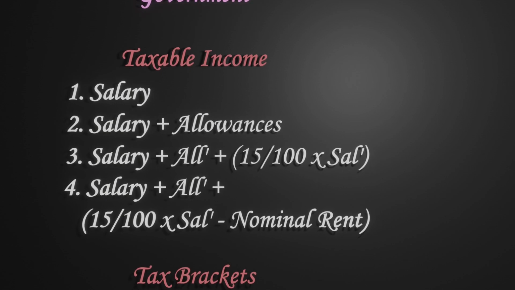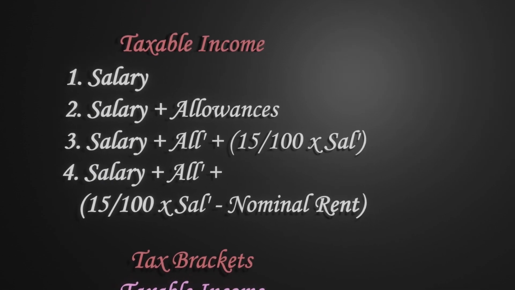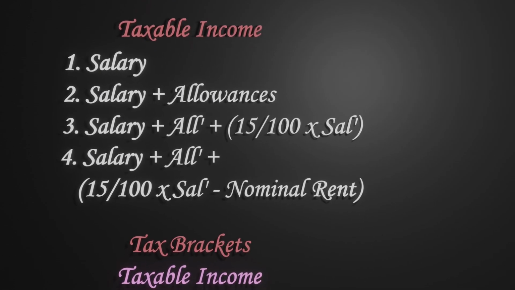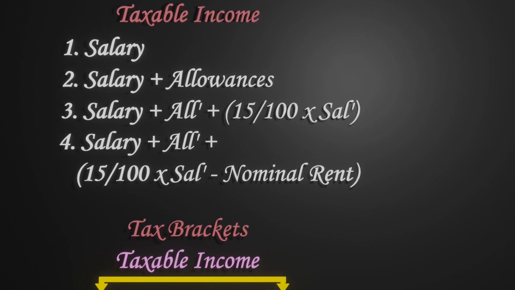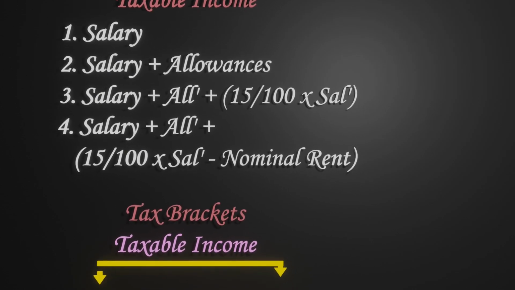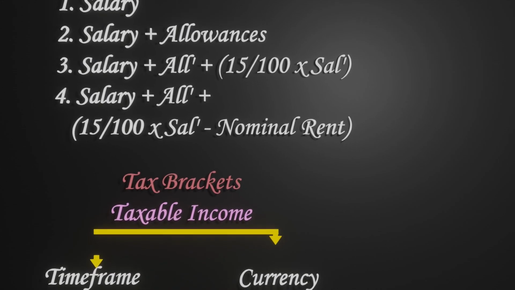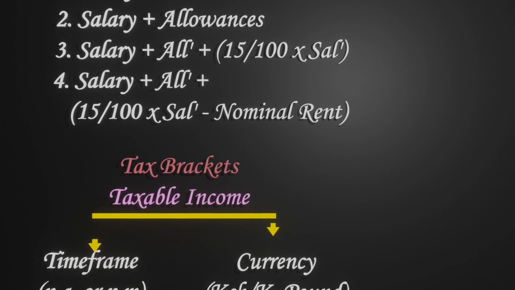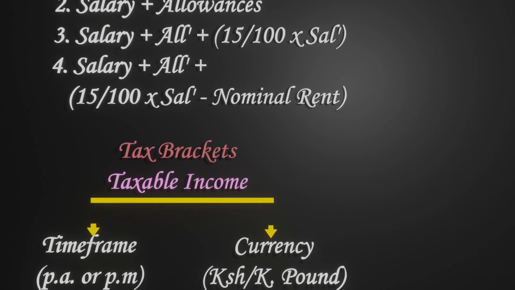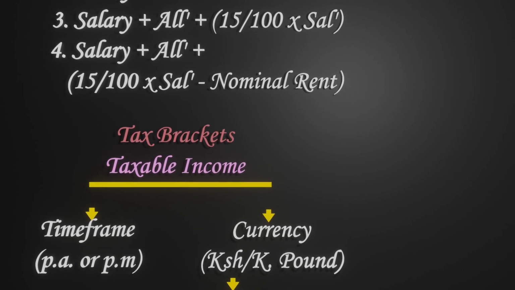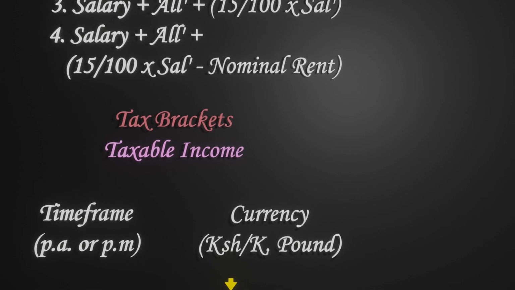After that, the government will go to the tax brackets to be able to calculate the tax. And to be able to do that, the taxable income is supposed to agree with these tax brackets in 2 things. Number 1, it should agree in terms of time frame, whether that taxable income is per month or per annum. And number 2, in terms of currency, whether it's in Kenyan shillings or in Kenyan pounds.